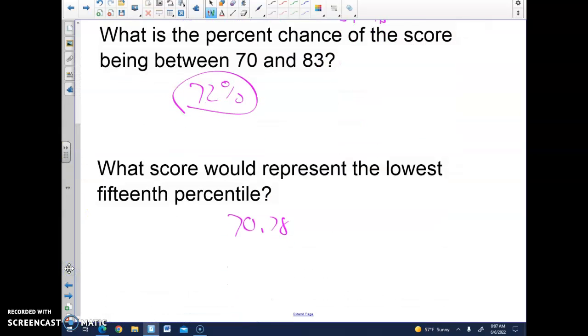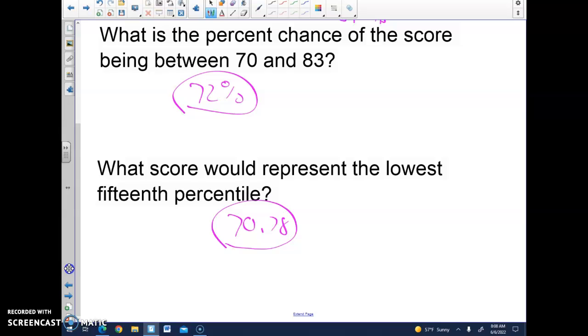So the 15th percentile, I'm getting that. The score is going to be 70.78. I'm doing that by doing second function vars, and I'm hitting 3 instead of 2. Okay? I'm hitting 3 instead of 2. I'm putting in my percentage for the area. Now you change that percentage to a number, so you have to change it to a decimal, 0.15. Okay?